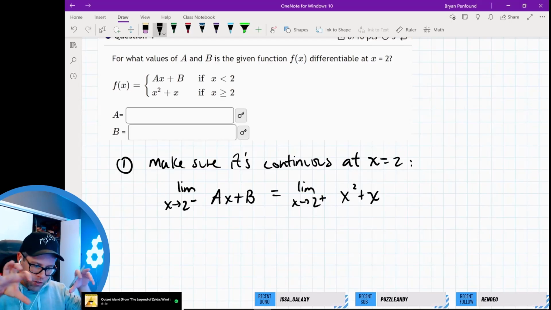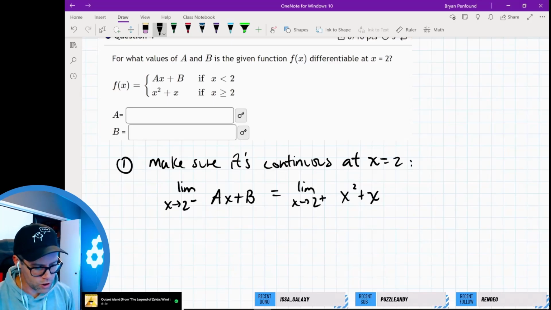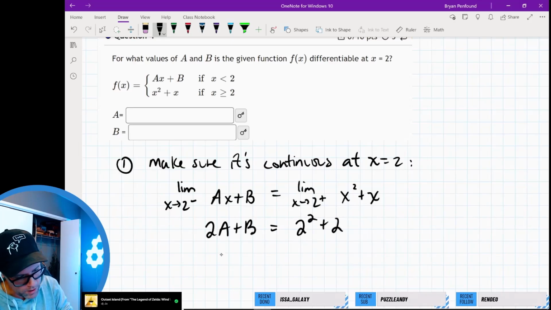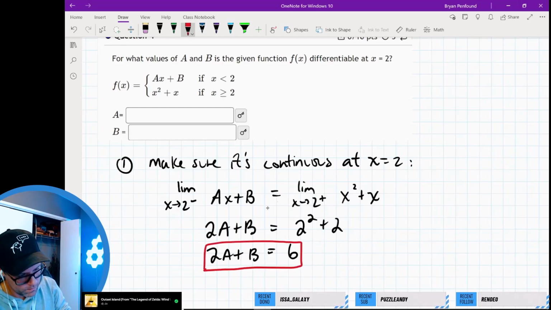Now, each of these sub-functions are continuous, so I can just do direct substitution of 2 in here. So what we need is 2a plus b to be equal to 2 squared plus 2. So 2a plus b has to be equal to 4 plus 2, which is 6. So let's call this equation 1.